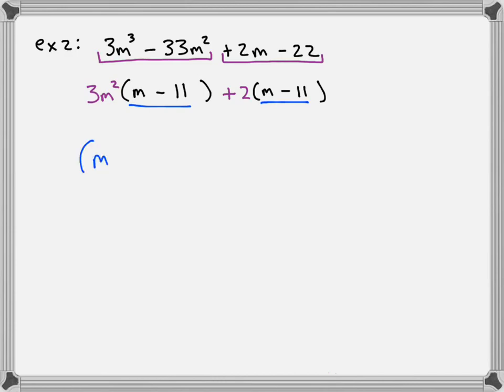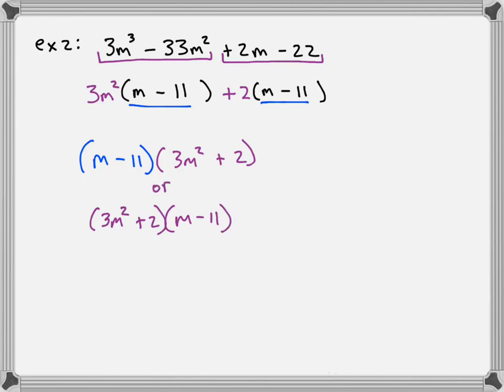That becomes our new common factor that we can then factor out. So we have the m minus 11. That was the common factor we just divided out. And what was left? The 3m squared plus 2. Again, the order that you multiply doesn't matter, so I would also accept a 3m squared plus 2 being multiplied by the m minus 11. Either of those would be correct.